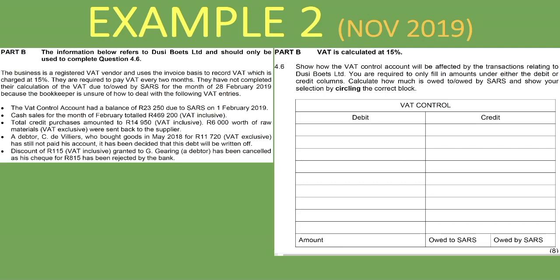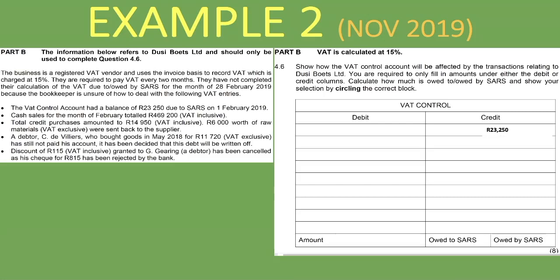So let's look at the first one here. We're told that the VAT control account had a balance of 23,250 Rand due to SARS on the 1st of February 2019. Okay, so if it's due to SARS, that's VAT output, we put it on the credit side. Whatever is due to SARS goes on the credit side. So we're going to put the 23,250 Rand on the credit side. Let's look at the second one.